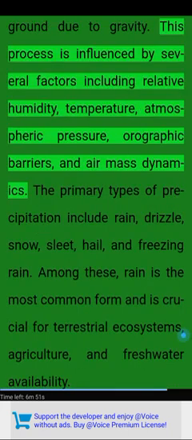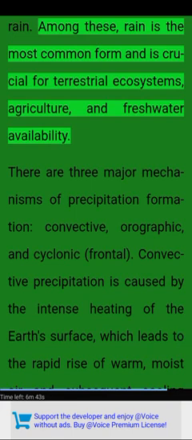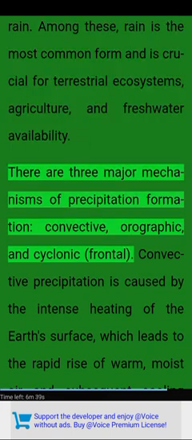This process is influenced by several factors including relative humidity, temperature, atmospheric pressure, orographic barriers, and air mass dynamics. The primary types of precipitation include rain, drizzle, snow, sleet, hail, and freezing rain. Among these, rain is the most common form and is crucial for terrestrial ecosystems, agriculture, and freshwater availability. There are three major mechanisms of precipitation formation: convective, orographic, and cyclonic or frontal.